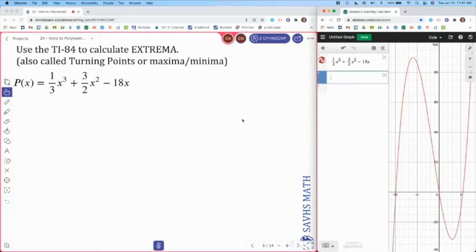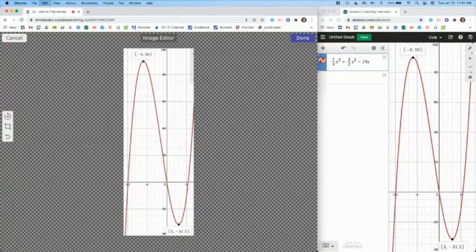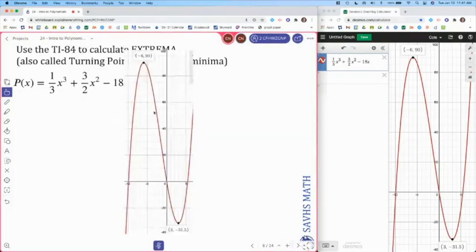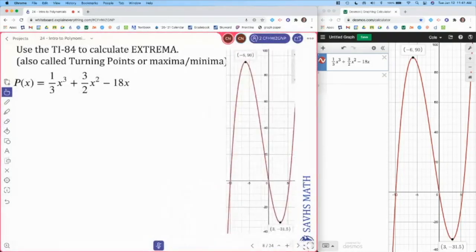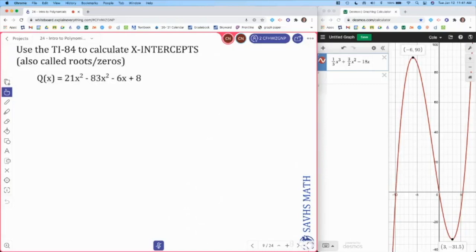Okay. So that's extrema. You can literally just click on them. And so I can say that because this graph looks like this, my extrema are this point and this point.